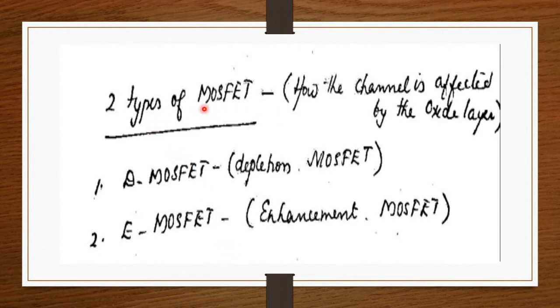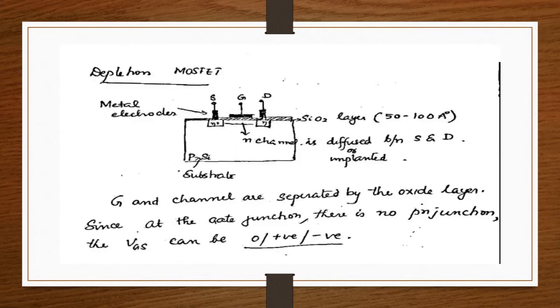There are two types of MOSFET. One is D MOSFET or the depletion MOSFET, and the second one is E MOSFET, which is called the enhancement MOSFET. The distinction between these two MOSFETs is how the channel is affected by the oxide layer. It can become a depleted type channel, or it can be enhanced. So what happens to the channel by the presence of that oxide layer? That is the main difference between these two types of FETs.